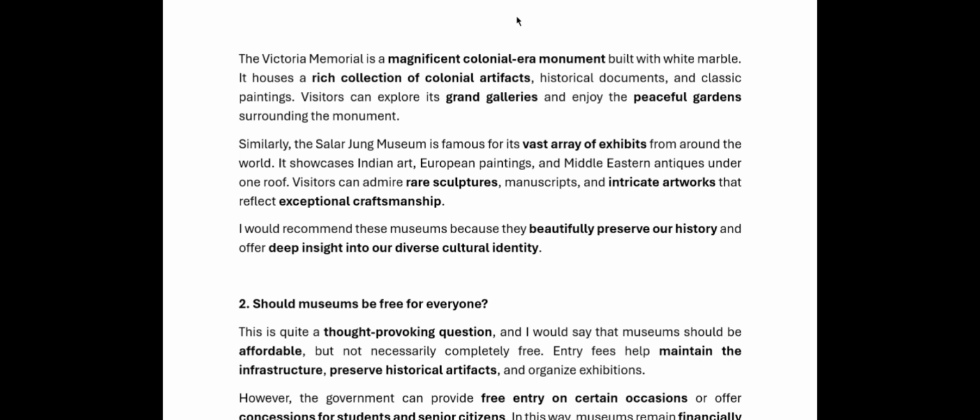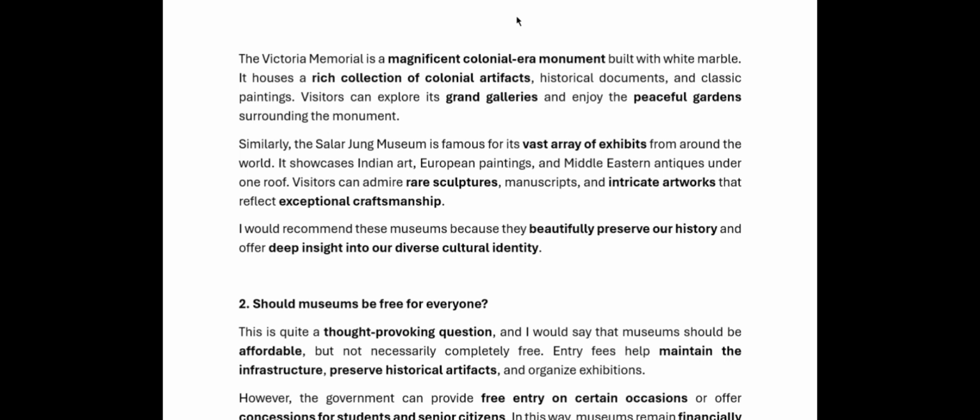Similarly, the Salar Jung Museum is famous for its vast array of exhibits. Vast means wide. Array of means many. Exhibits from around the world. It showcases Indian art, European paintings and Middle Eastern antiques under one roof. So here in this museum we have everything under one roof. Visitors can admire rare sculptures, manuscripts and intricate artworks that reflect exceptional craftsmanship. Rare sculptures, the sculptures which are very unique. Artworks which are exceptional, so we use the word intricate.